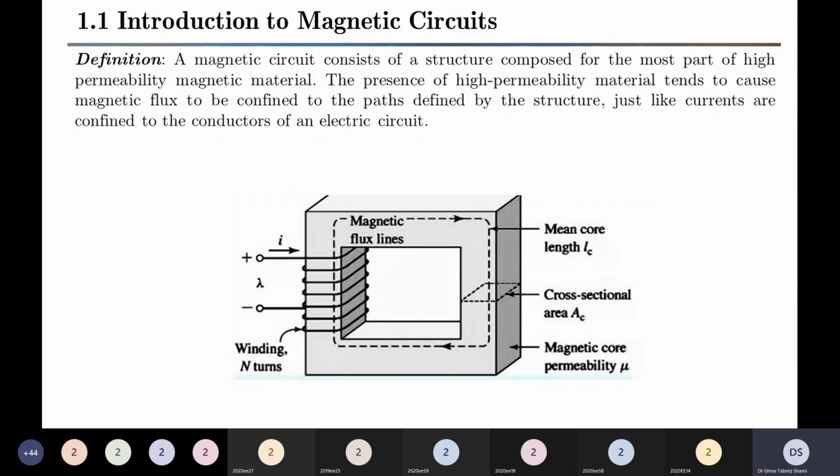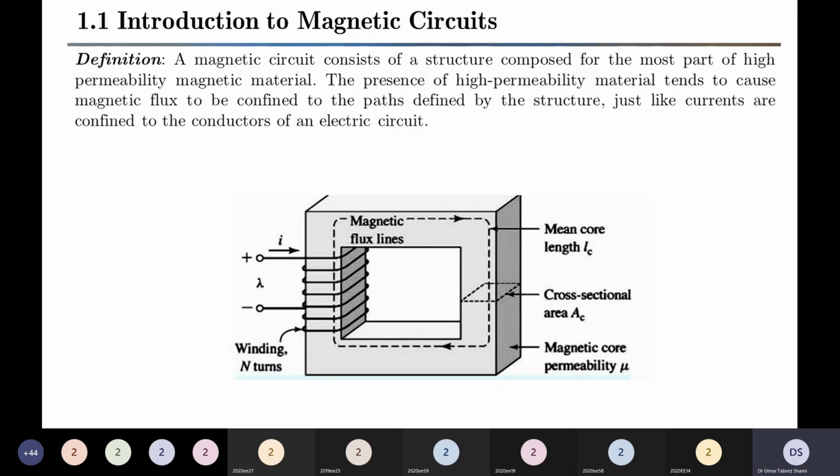All of them use magnetics, so naturally our first chapter will be a chapter on magnetics. In the introduction to magnetics, by definition, a magnetic circuit consists of a structure composed for the most part of high permeability magnetic material. The presence of high permeability material tends to cause magnetic flux to be confined to the path defined by the structure, just like currents are confined to the conductors of an electric circuit.